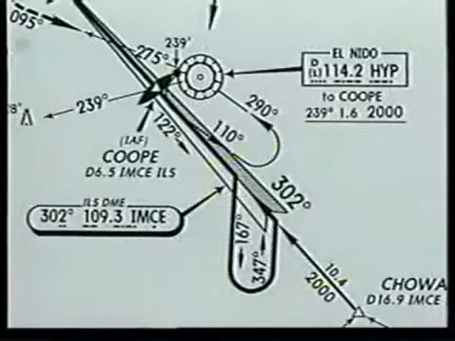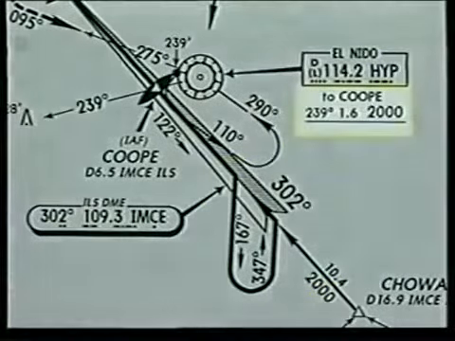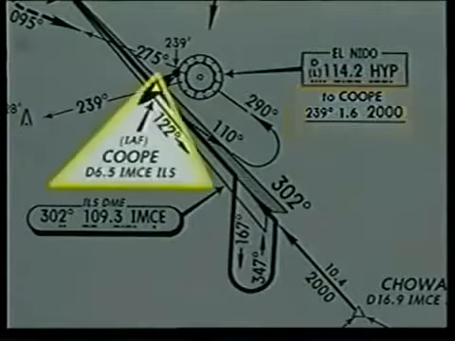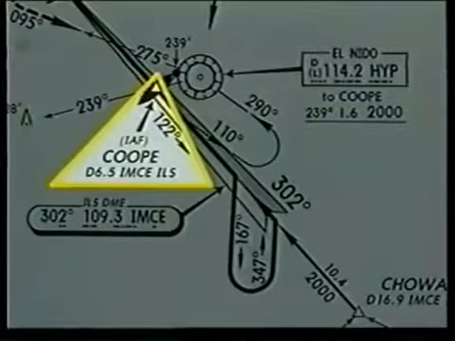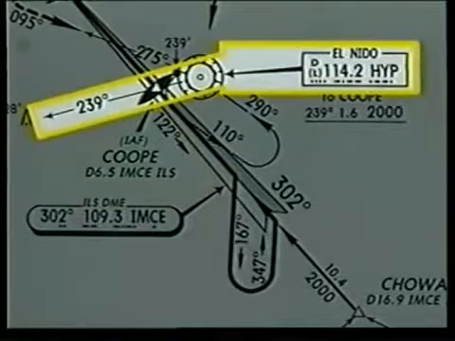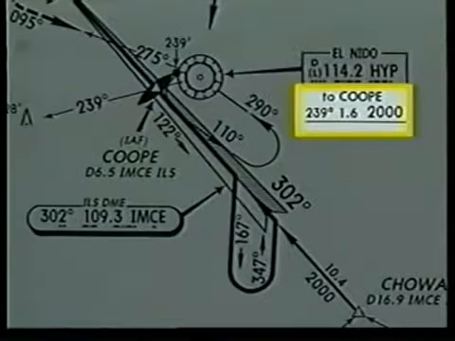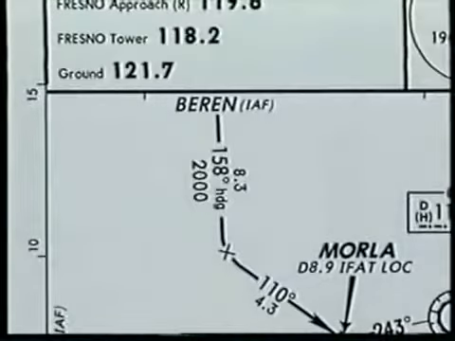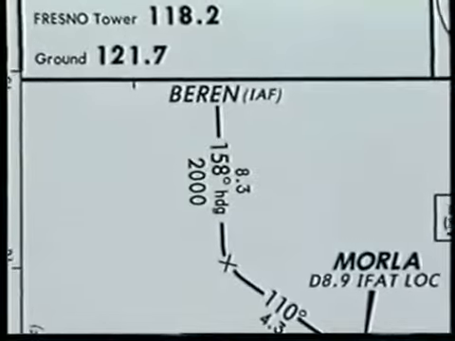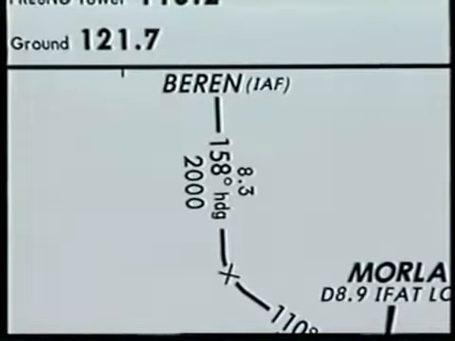Where space is limited, the information for a route is printed below the facility box. For example, Coop intersection is formed by the 239 degree radial of El Nido Vortac. As the note indicates, this radial is also a flyable route. On some routes, you must fly a heading rather than receive course guidance from a navigation facility. Where this occurs, the letters HDG are printed near the route.